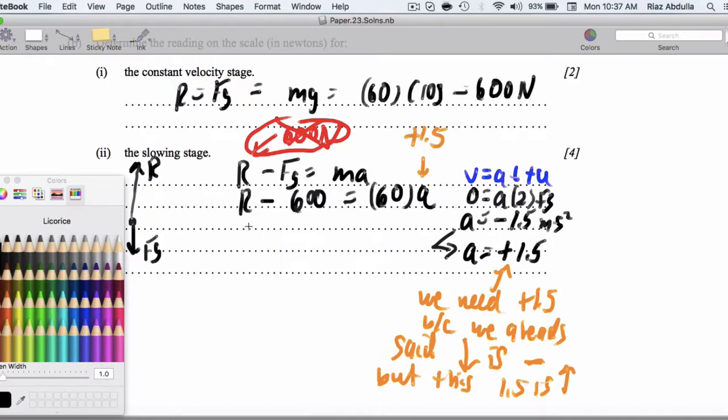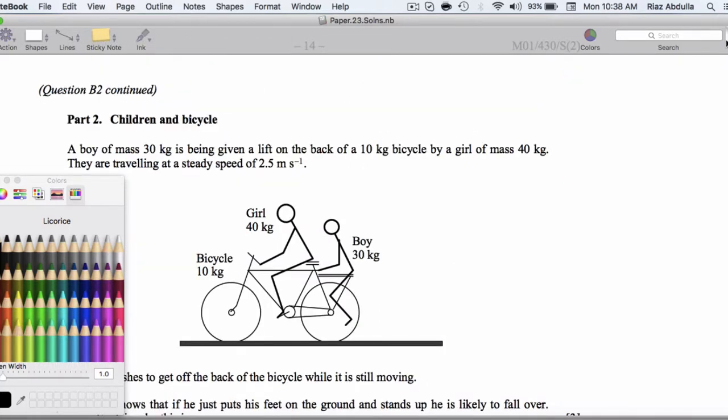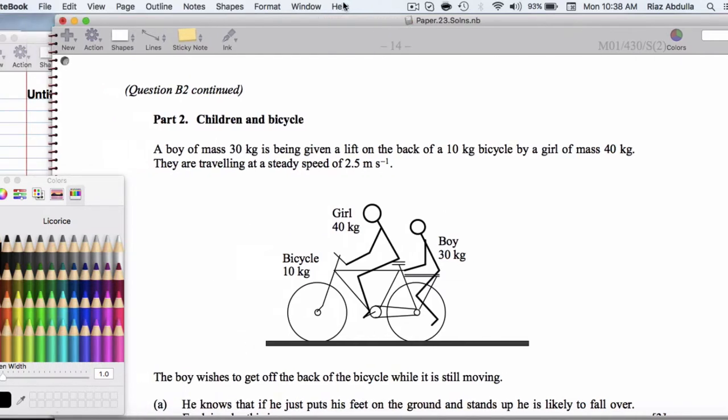So using all of that data, we're going to say R minus 600 equals 60 times 1.5. So the slowing stage scale reading, which is the same as the normal force, is going to be 690 newtons. And for part 2, we'll take a look at that.